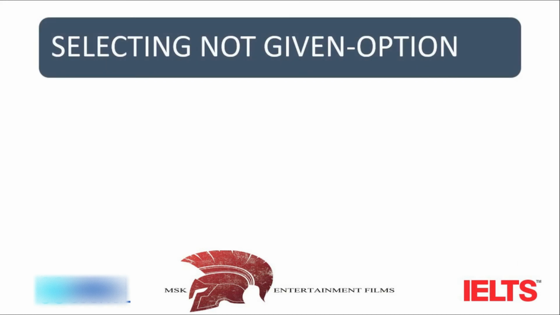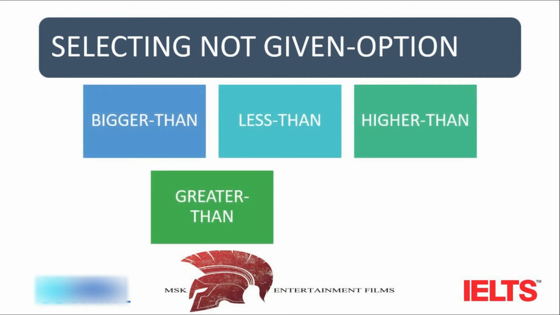The not given option can be selected on these bases. If there is a comparison between two things, like something is bigger than something, population is less than in this country, or America's population is higher than Canada's population, similarly London's population.